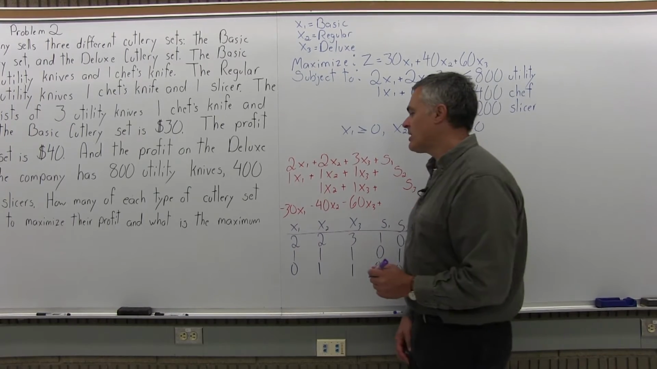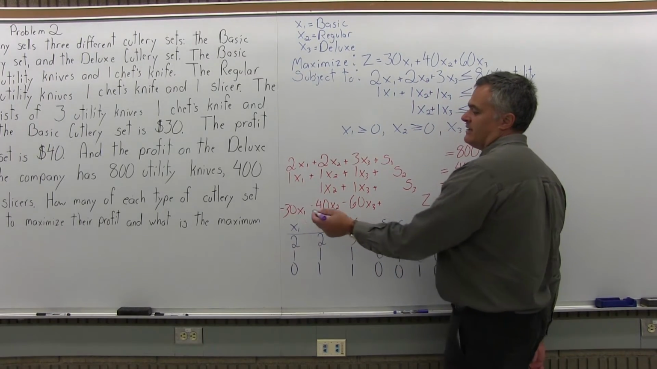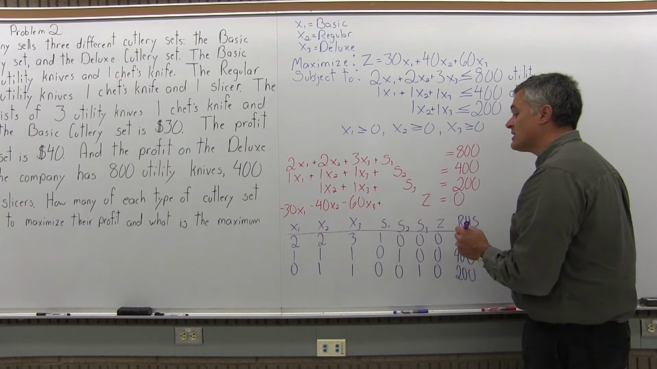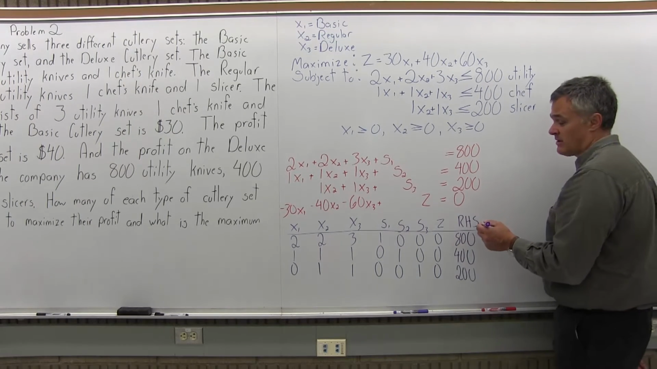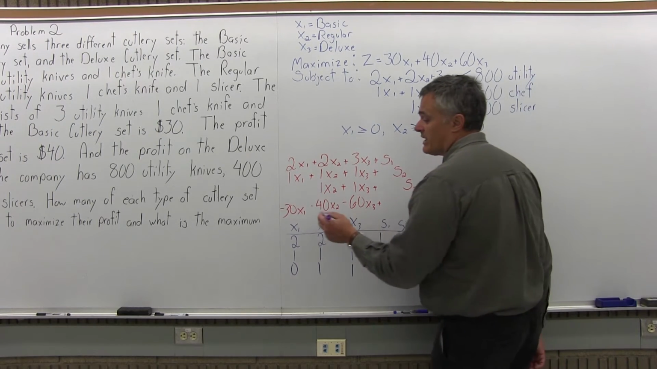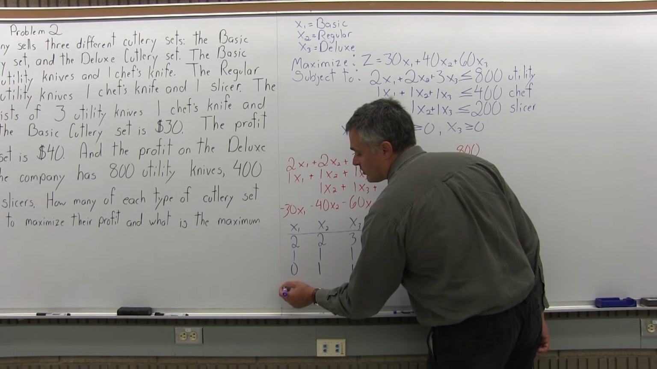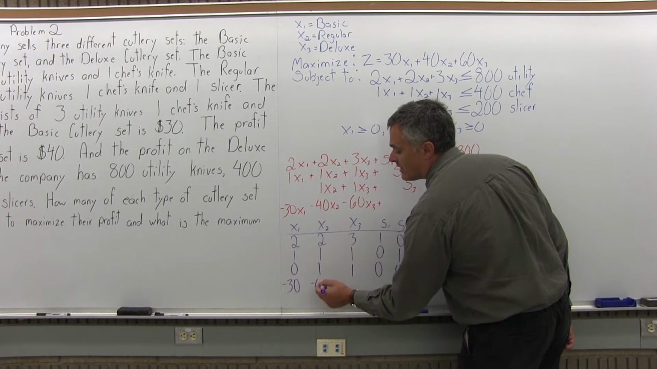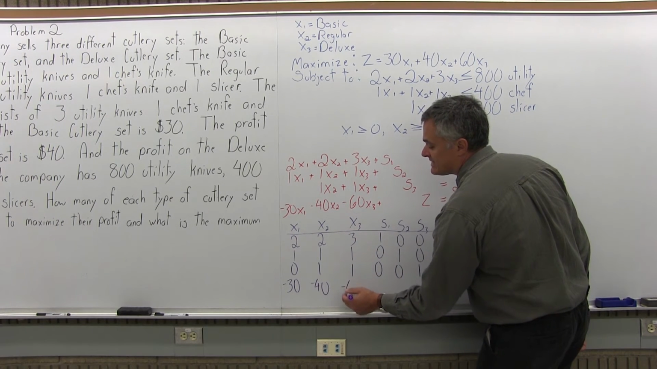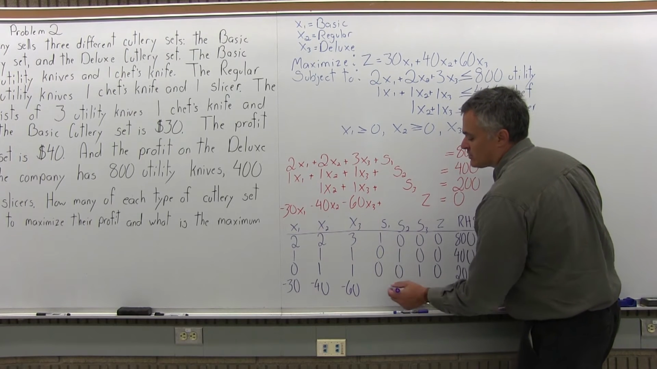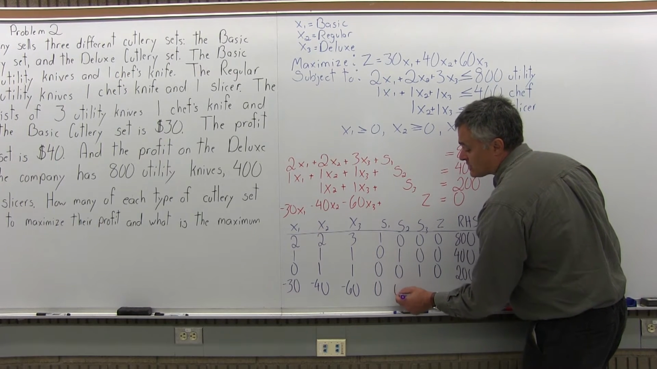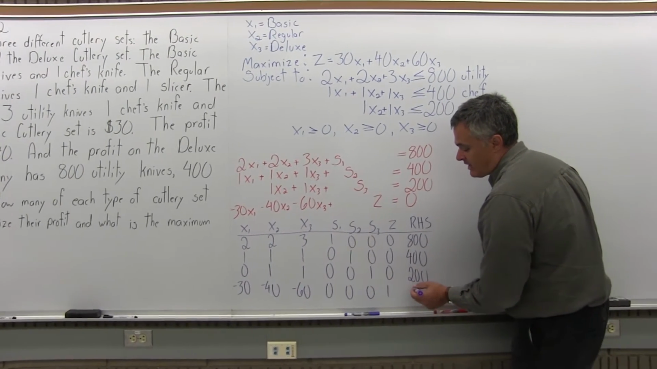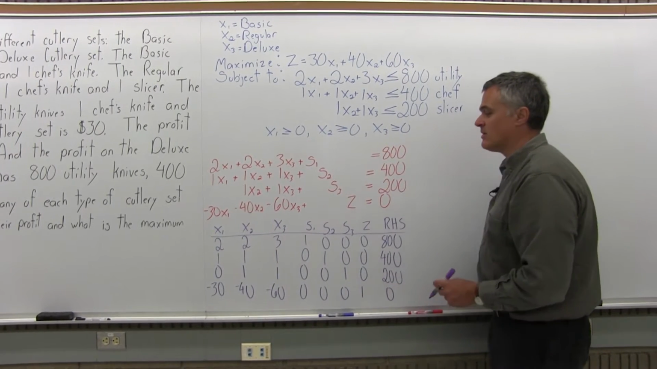And finally, the bottom row of the matrix, what we have is the equation negative 30x1 minus 40x2 minus 60x3 plus Z equals 0. So as I make that a row of my initial simplex tableau, the x1 position will be negative 30. Don't forget the negative. The x2 position will be negative 40. The x3 position will be negative 60. The S1 position will be 0. S2 will also be 0, and so will S3. There were no slack. The Z position will be 1, and the right-hand side value will be 0.